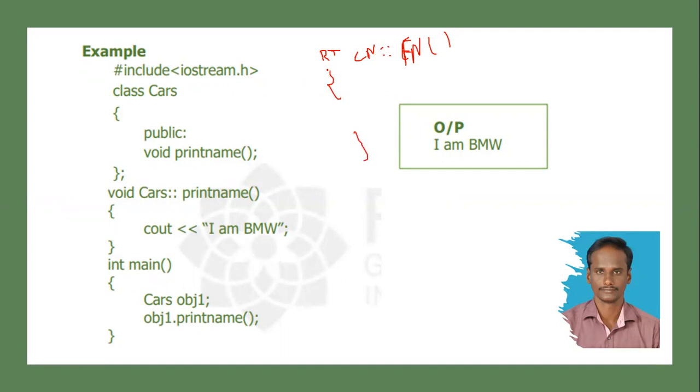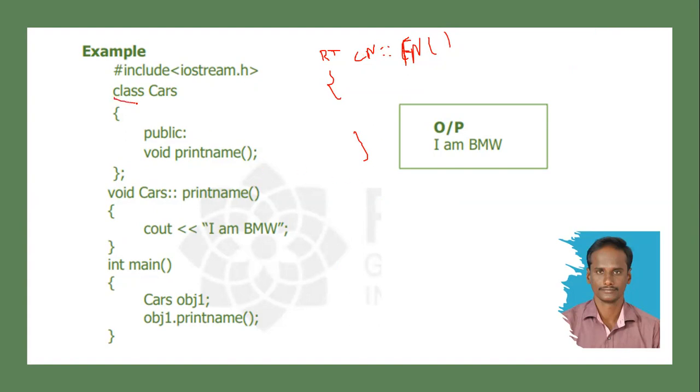So just remember the general syntax to define functions outside the class, because we have already declared it inside the class. We need to define the function outside the class. For that, the general syntax is return type, class name, scope resolution operator, function name. If it has any parameter, you can define the parameter, otherwise leave it, right?